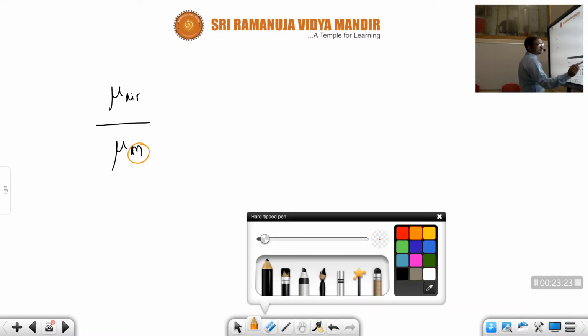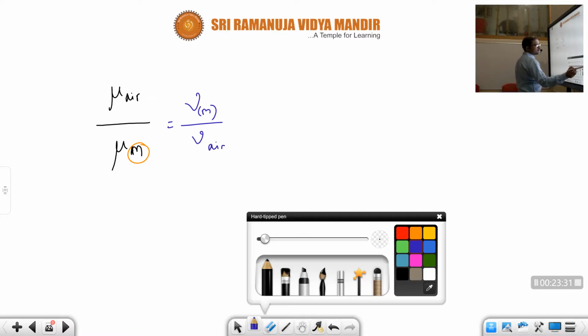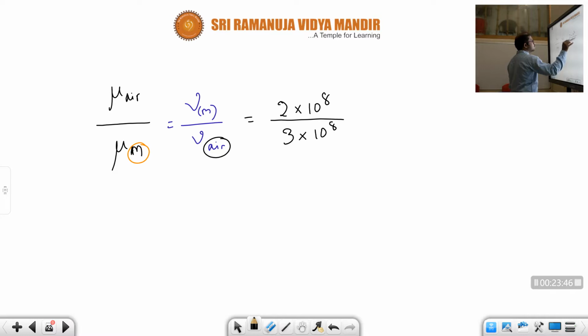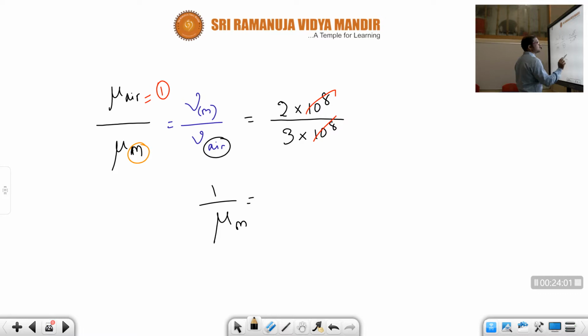This is equal to speed in that particular medium by speed of light in air. Let us consider the speed in the particular medium is 2 into 10 power 8 meter per second. Speed of light in air is 3 into 10 power 8 meter per second. So 10 power 8 cancel, and mu air value is 1, so 1 by mu m is equal to 2/3. From here what will be mu m, children?